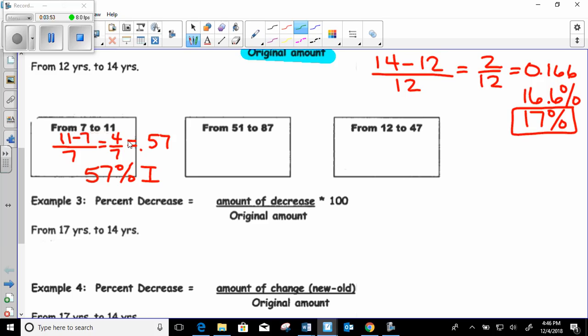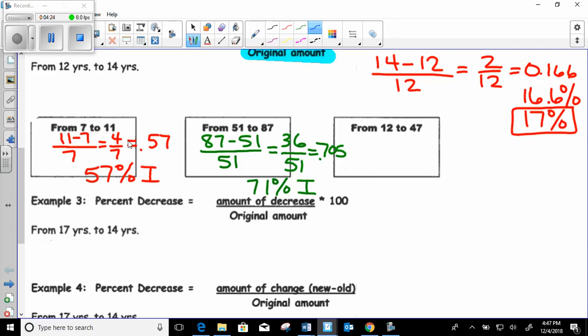All right, let's do the next one. 51 to 87. Look at your formula, new minus old. So 87 minus 51 over 51 equals 36 over 51. Change it to a decimal, which I believe is 0.705. And that turns into a 71% increase.